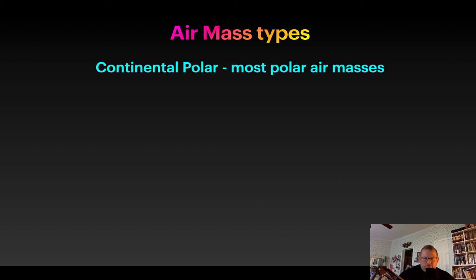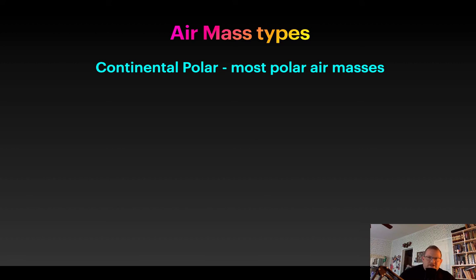What does that mean? Okay? Continental means it forms over land. Polar means it forms over land that's in the polar regions: Alaska, northern Canada, and Antarctica. Okay? So if that's true, it forms over land and it forms in the colder air regions.